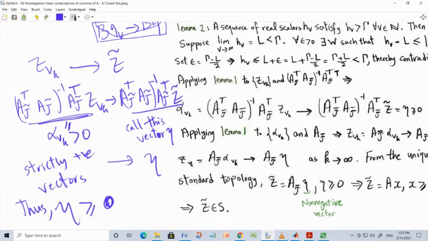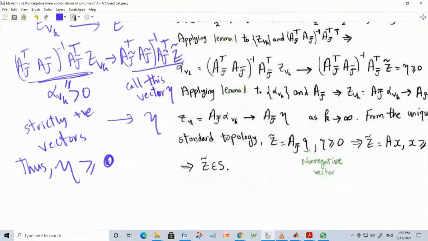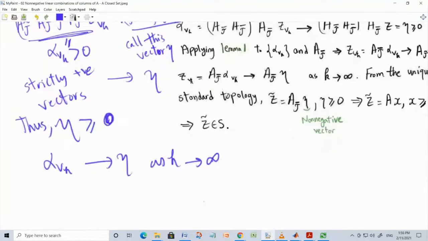Okay, so we have basically this alpha Vk must converge to eta, and now because the alphas are strictly positive, then eta is greater than or equal to 0. Okay, so we have alpha Vk converges to eta as k goes to infinity, and this has non-negative components.